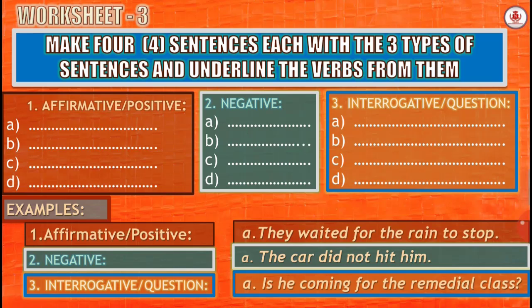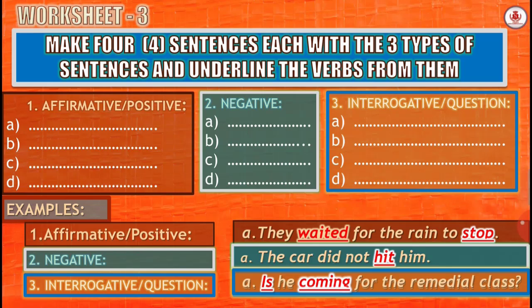So here, what do you see? The question mark, right? And right now you have made four sentences each. But what do you have to do here? Make four sentences each with the three types of sentences and underline the verbs. Let's see, in affirmative, what are the verbs? Here, they waited for the rain to stop, so I have underlined waited and stop. So like this, you underline the verbs which are in your sentences.